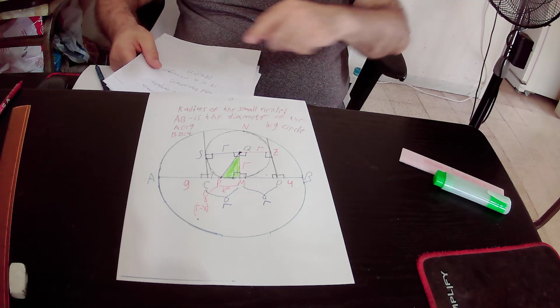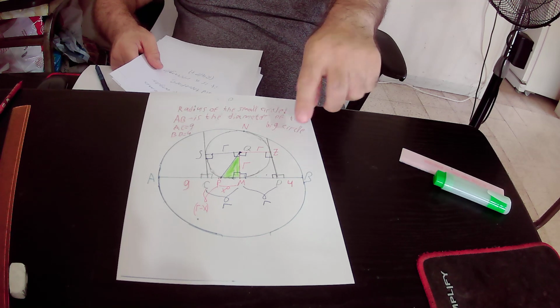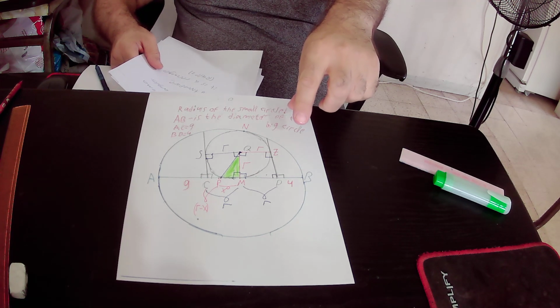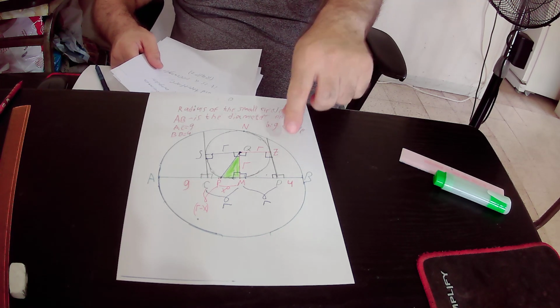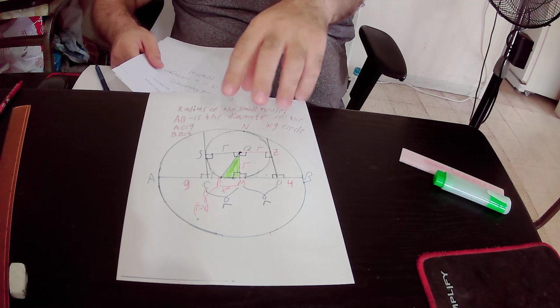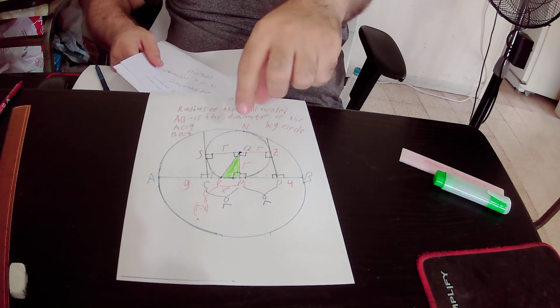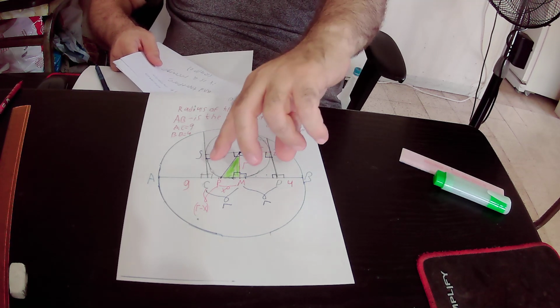So here point Z is the touch point between the circle and this tangent. Point S is the touch point between the circle and this tangent, and point M is the touch point between the circle and this tangent.